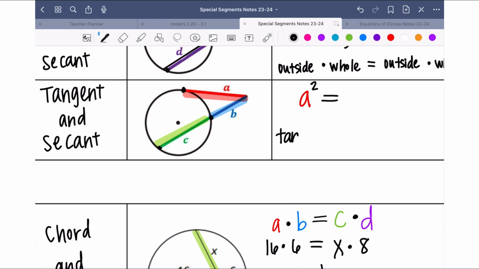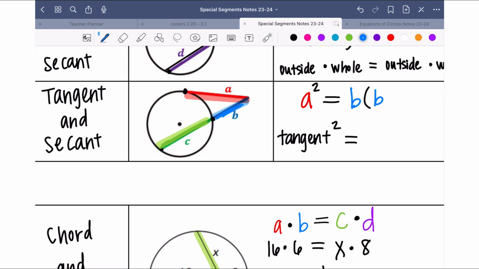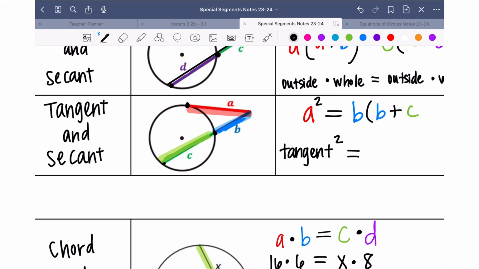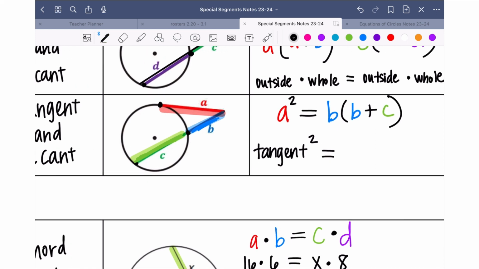actually let's write it, tangent squared. Okay, that's going to equal the outside of your secant, so in this case it's B, the outside, times the whole. So do y'all remember how we did the whole thing? If we have two parts, how do we put them together in our equation? We add them. So times the whole piece is B plus the other portion, which is C. And then we close it. So that was outside times the whole piece, which is B and C together, okay?